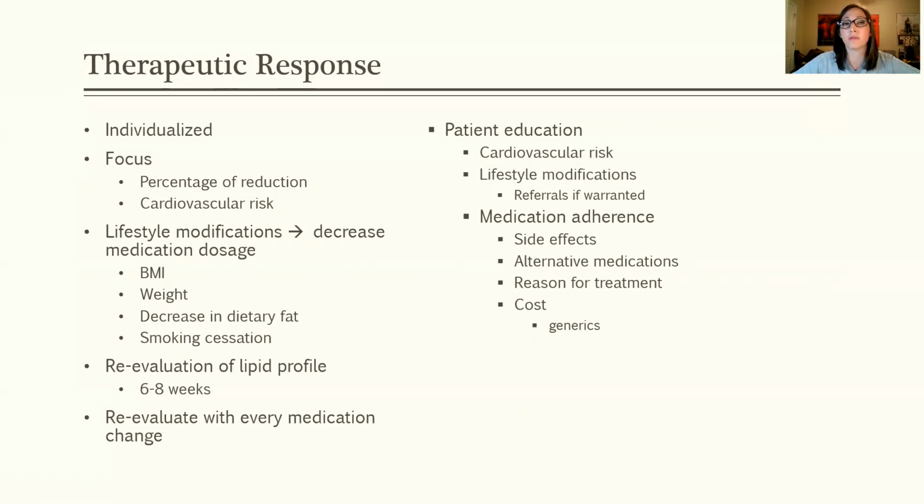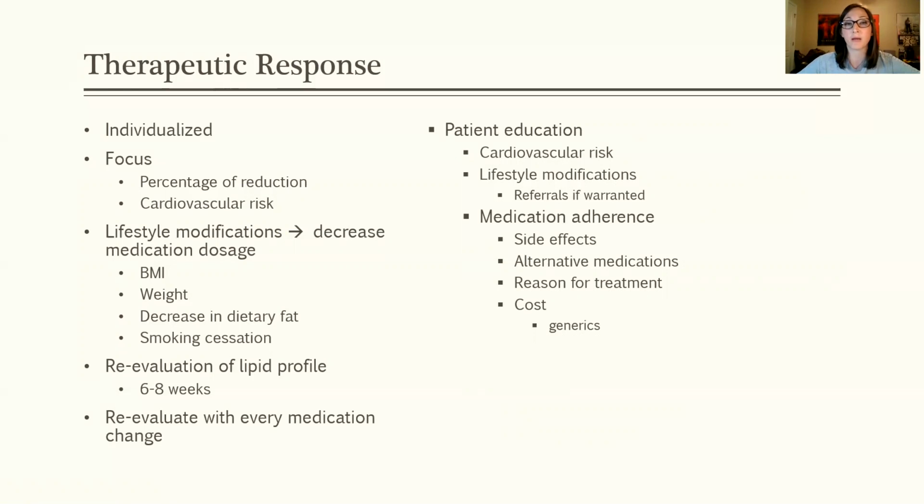Letting them know how real this is and how much their cholesterol levels affect their overall health, well-being, and quality of life. Also, the cost of medications plays a large part in people sticking to their treatment regimens. If they can't afford it, a lot of times they might not want to admit that, and so they stop taking the medication and don't inform you that they're having problems buying their medications.